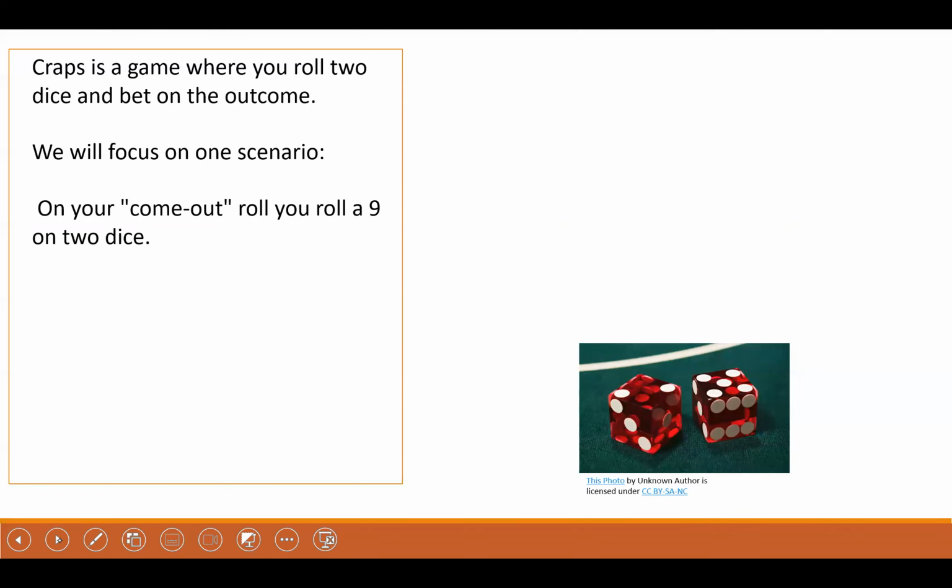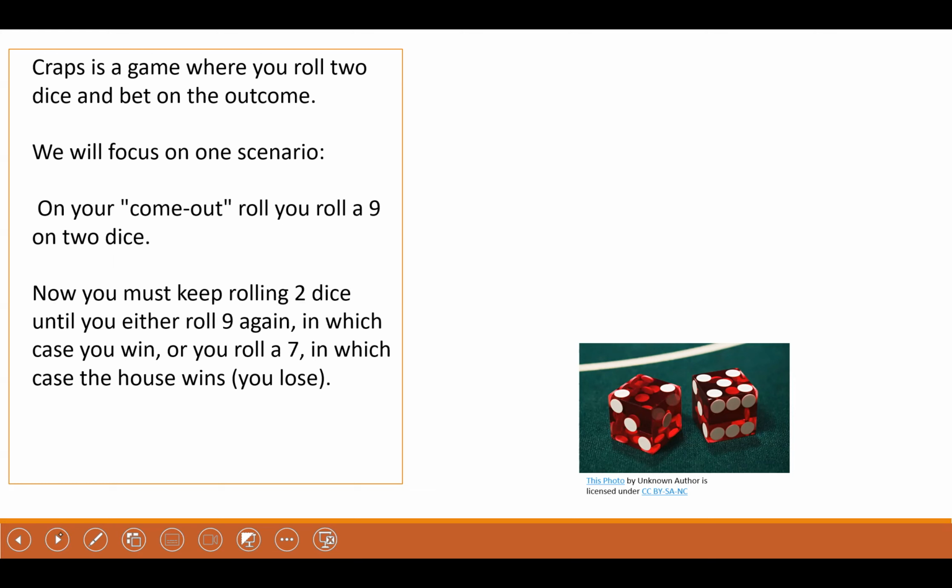So in craps, you roll the dice, and if you roll a 9 on your come out roll, as it's called, then your mission is you keep rolling the dice, and if you roll a 7, you lose, right? House wins. If you roll a 9 again, then you win. All right, so you have your come out roll, and there's certain rules, and then people make a bunch of side bets and whatever, but basically you roll some number, and then you have to roll that number again before you roll a 7, and that's how you win.